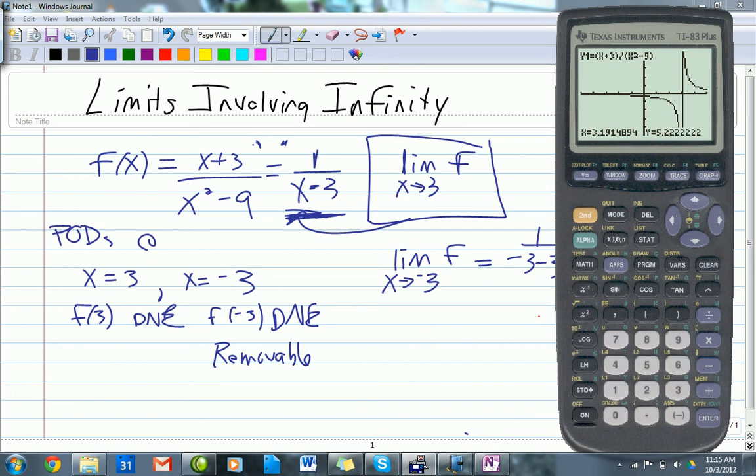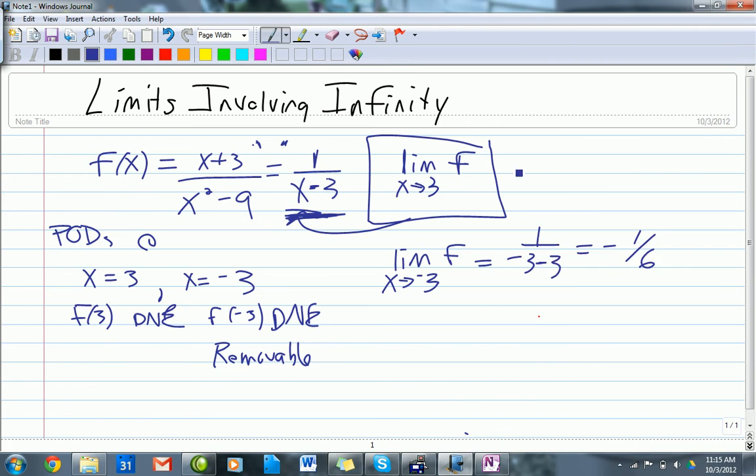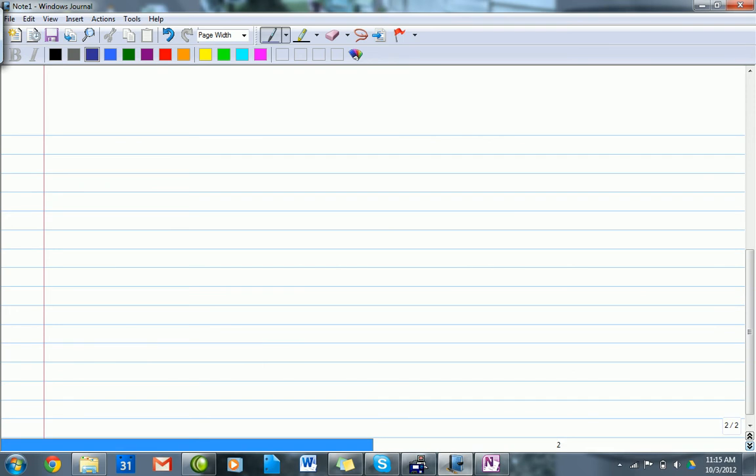So what's happening here at 3 is twofold. Number one, the limit as x is going to 3 does not exist. But it's a little bit more than that. What's happening is, as x is approaching 3, for that function, we really have a plus or minus infinity.